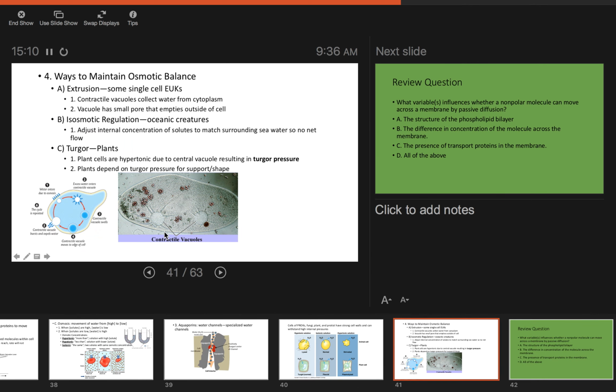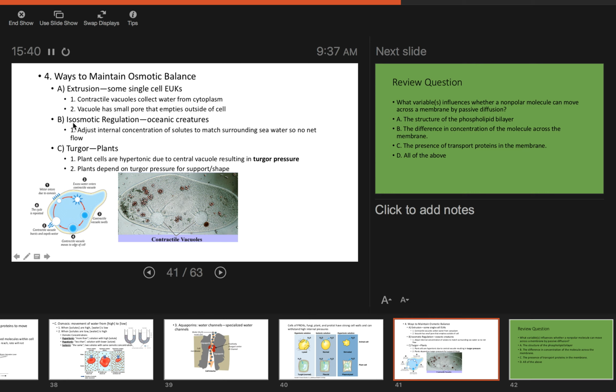There are 3 ways that organisms can help maintain osmotic balance. And the first one's called extrusion, which means that we have these vacuoles that specifically take in water and then release it. And then they take in more water and then release it. So you can kind of think of it like you're in a boat and you have a small little leak of water, but you have a bucket. So then you're just scooping the water out and dumping it over the side. So that's called extrusion. And this happens in single-celled eukaryotes.